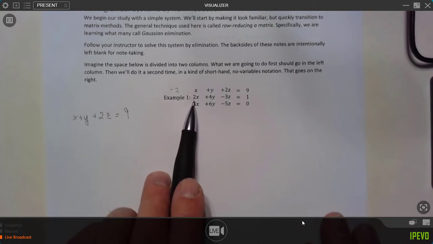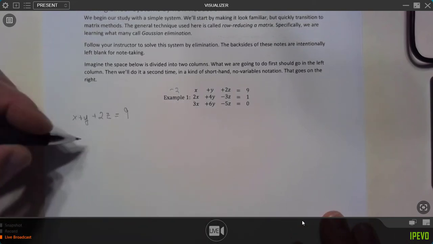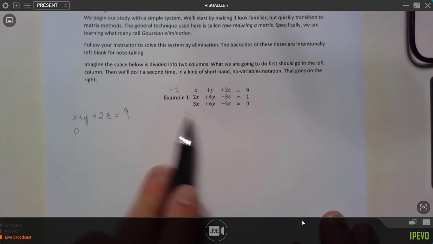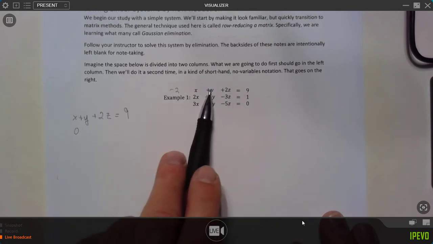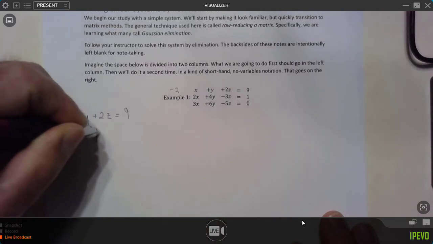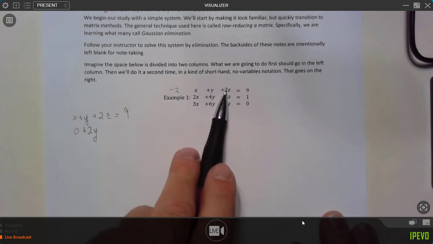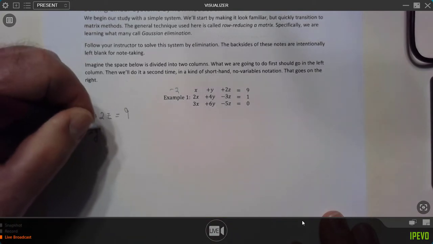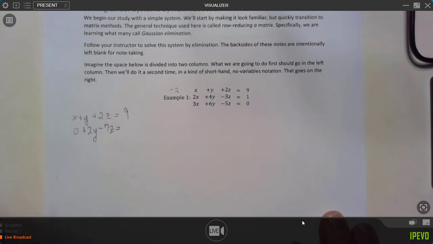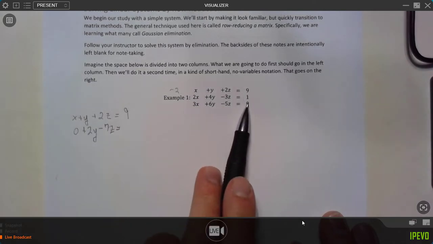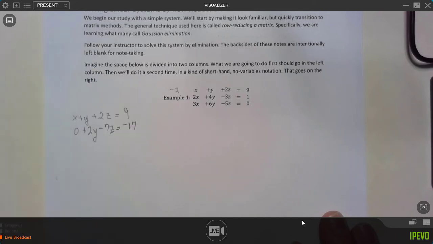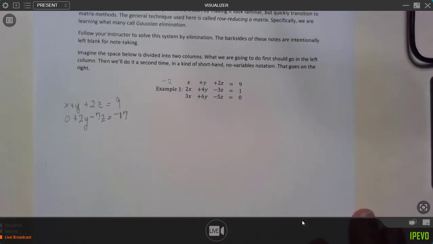So I have minus 2x plus 2x is 0. Of course it's 0. That's why we're doing this. But the rest of these columns we really do need to work on. Minus 2y plus 4y is 2y. And then minus 4z minus 3z makes minus 7z. And minus 18 plus 1 is minus 17. And that gets our second equation.